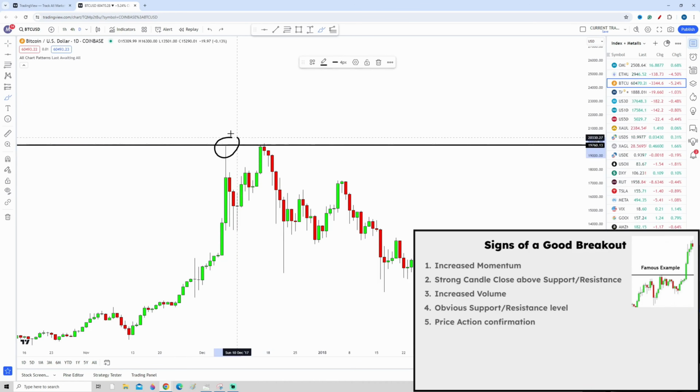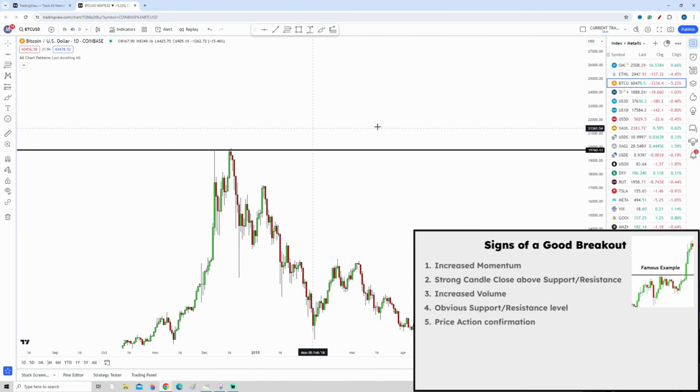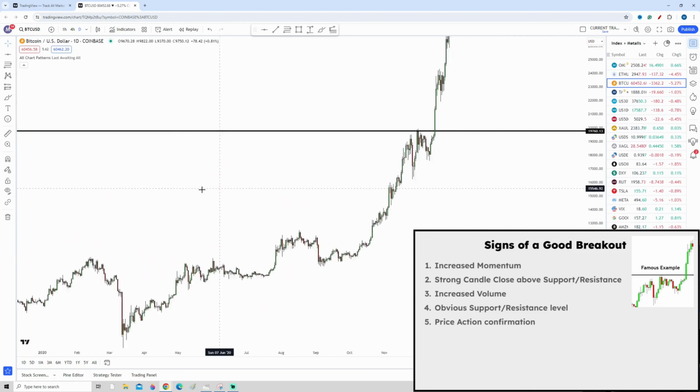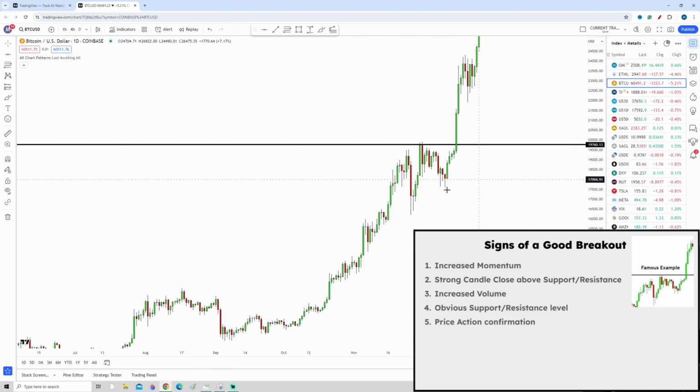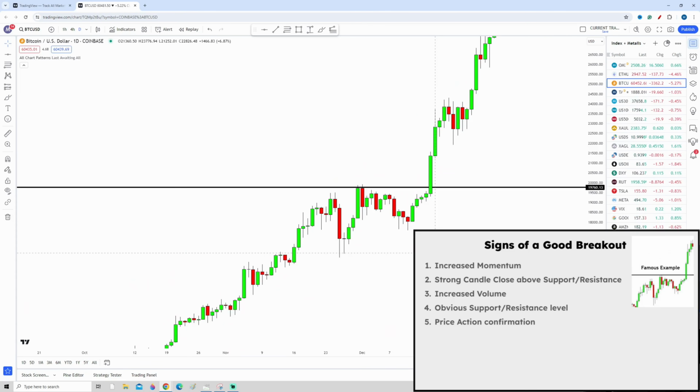You can see we saw one very strong reaction. We saw yet another very strong reaction. So this level right here at around 19,700 was clearly visible to every single trader. So we clearly have that sign. But what about all the other signs of a good breakout?